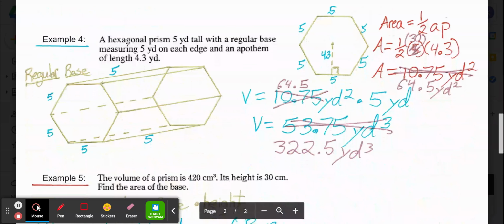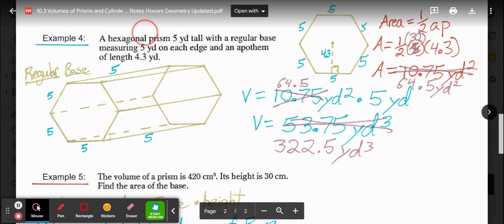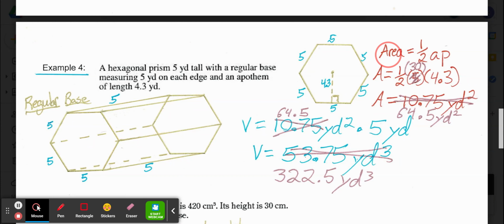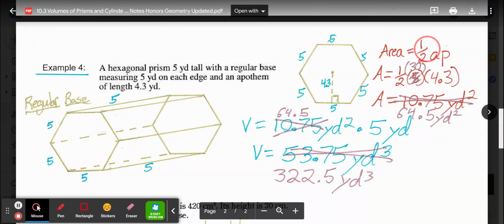Moving on to example 4, dealing with a hexagonal prism. Now I don't expect you to necessarily draw this whole prism, but you do want to keep in mind the base figure being this regular hexagon. And that's a key, knowing that we're dealing with a regular base, because that tells us all the side measurements are the same, and allows us to use the area formula for any regular polygon, 1/2 multiplied by the length of the apothem multiplied by the perimeter of the base.